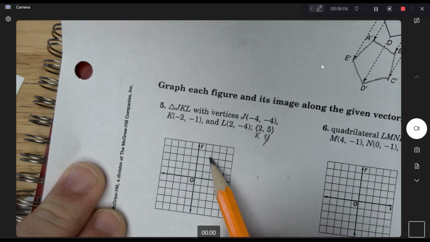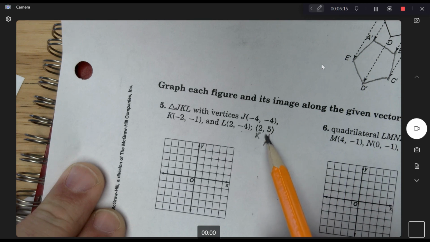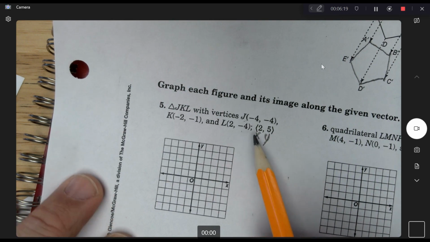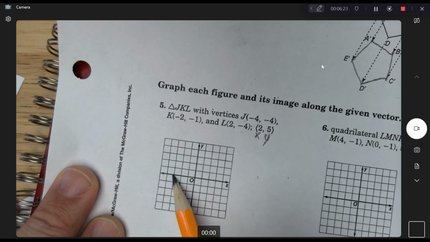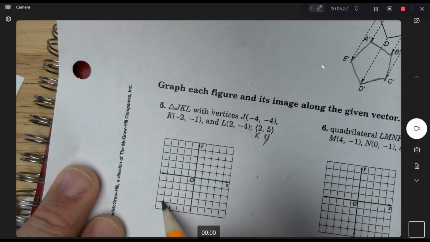So we go up 5, so this is telling us wherever we make this object, we're going to push it to the right 2 and up 5. That's the coordinates of the vector. So now we'll just go ahead and plot each of these points. So J would be at -4, 1, 2, 3, 4, -4, 1, 2, 3, 4. So there's point J.